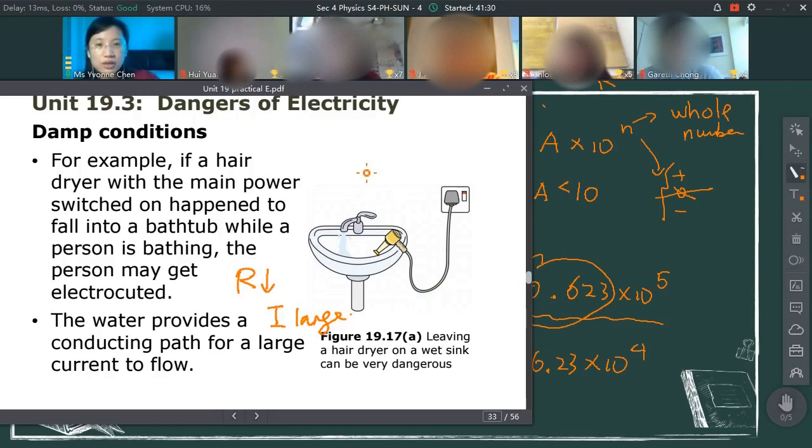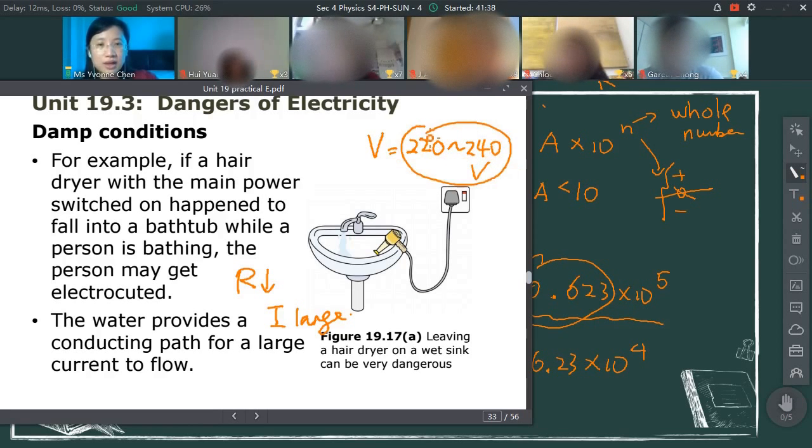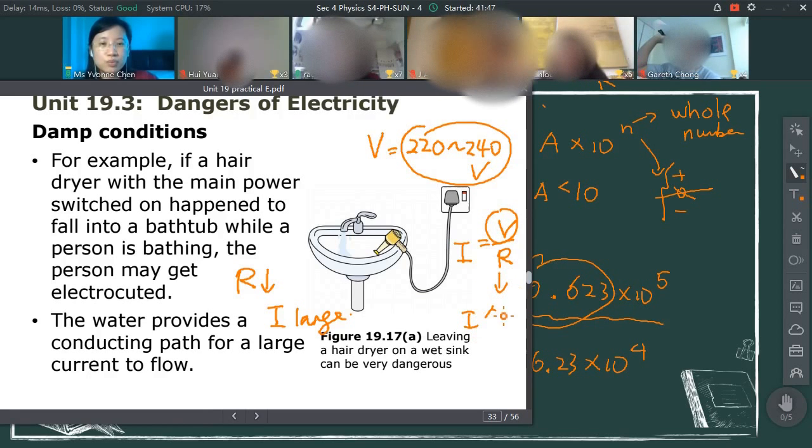Okay. So in Singapore, the household voltage is normally around 220 to 240 volts. It is a constant value. So current equals V divided by R. Since V is constant, if R is small, the current is going to be very large. That's why it's very dangerous.